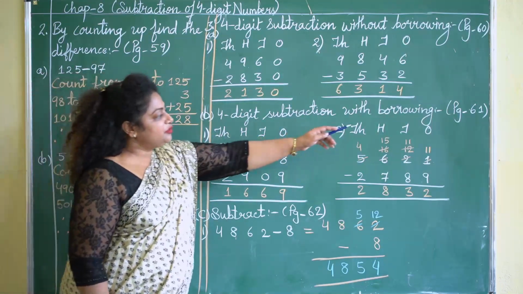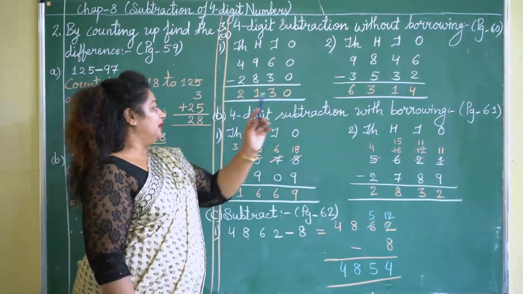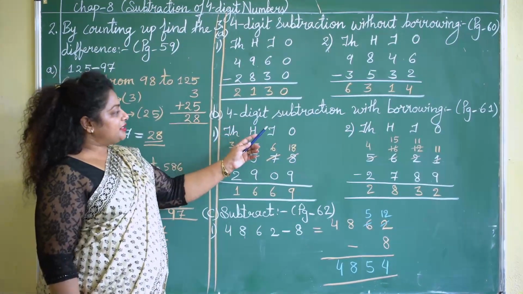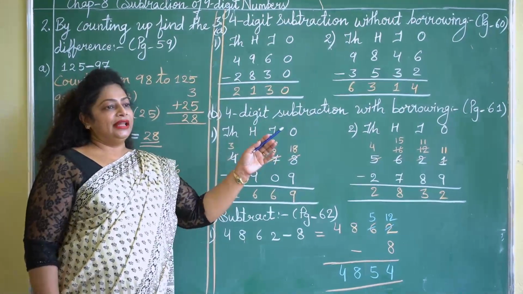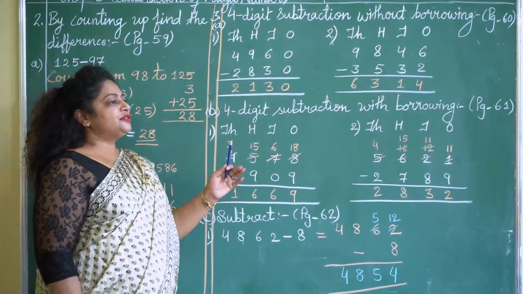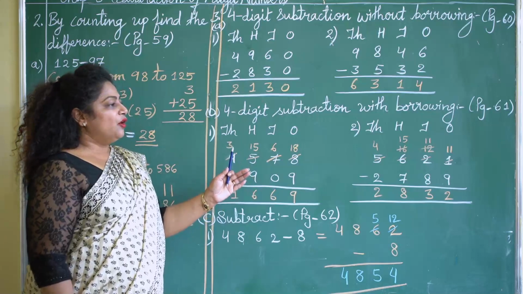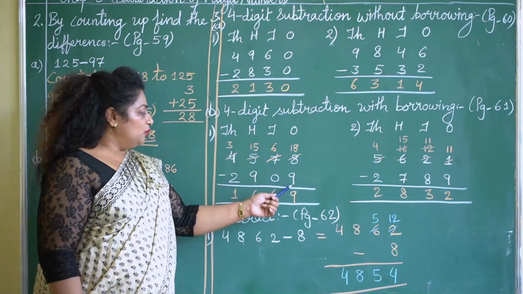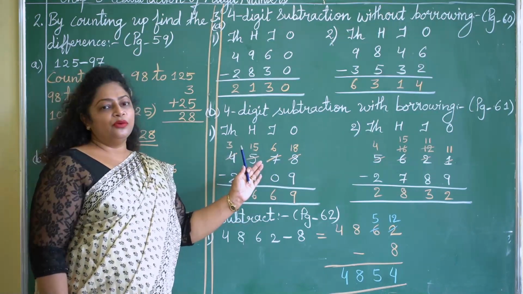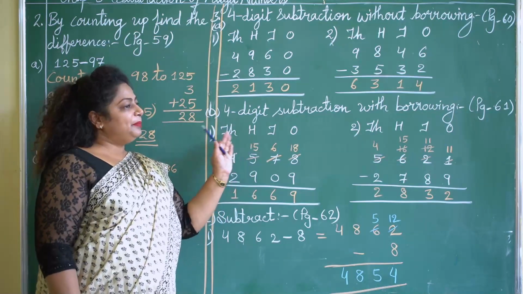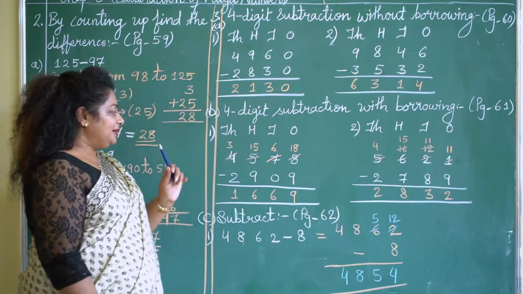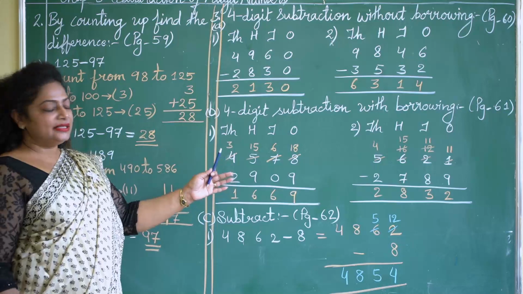The next question is given to you on page number 61. 4-digit subtraction with borrowing. That means if a number is smaller, in order to make it bigger than the lower number, we have to borrow one from the previous number. Okay, let us understand by these sums.